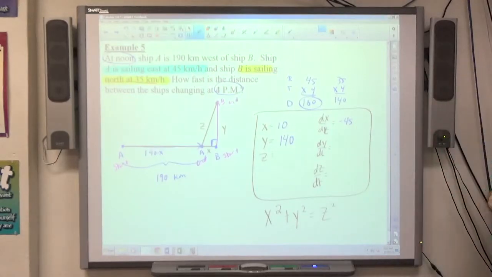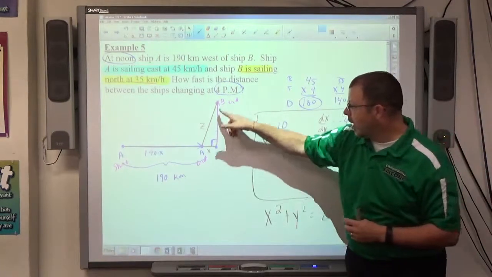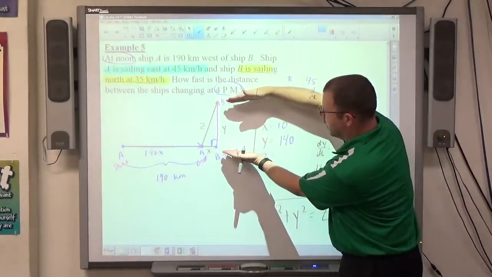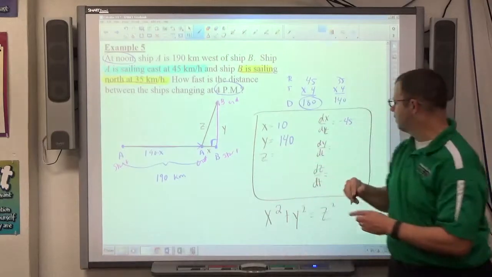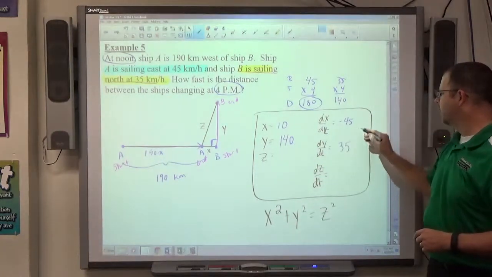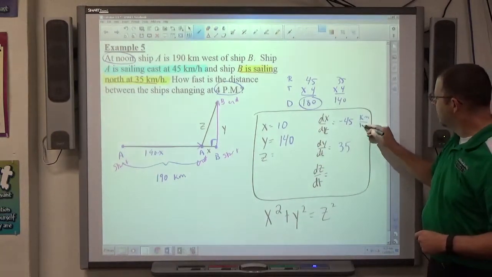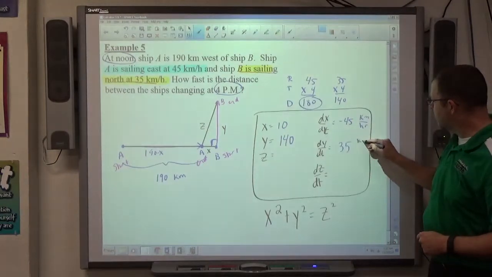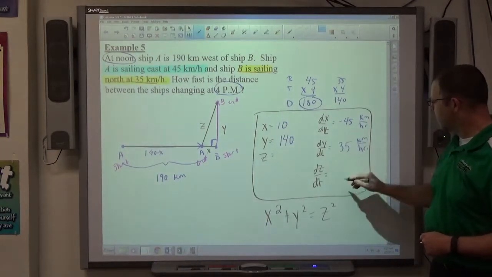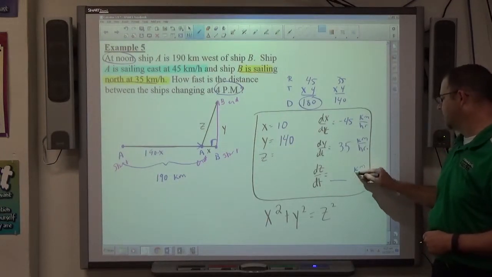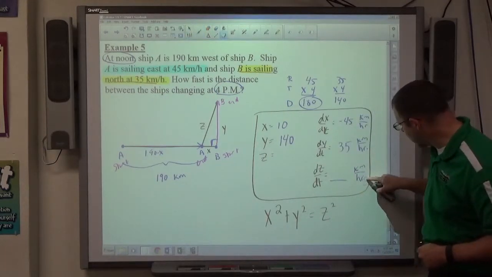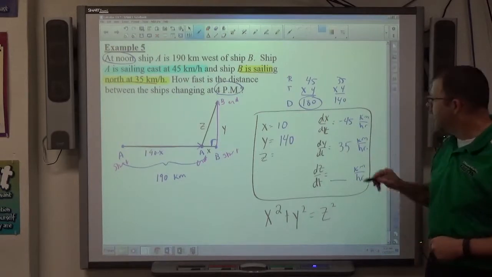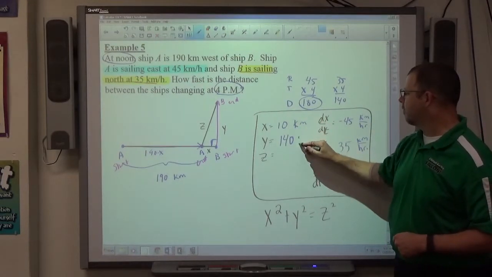What about dy over dt? Positive 35. Positive, very good. Looking at y's dimension, as ship B continues to move north, y is getting bigger. That's a positive 35 kilometers per hour. We're using good notation here, kilometers per hour. Of course, we don't know how many kilometers per hour this is, but we'll figure it out. And this is 10 kilometers and 140 kilometers.